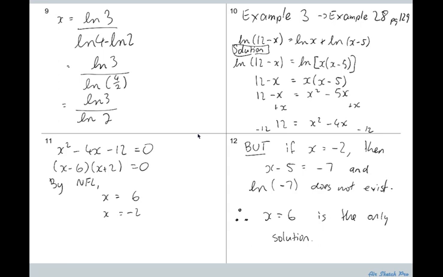So tomorrow's work, whether I'm here or not, will be working through exercise 4R and 4S, and then going back into P and Q and trying those.